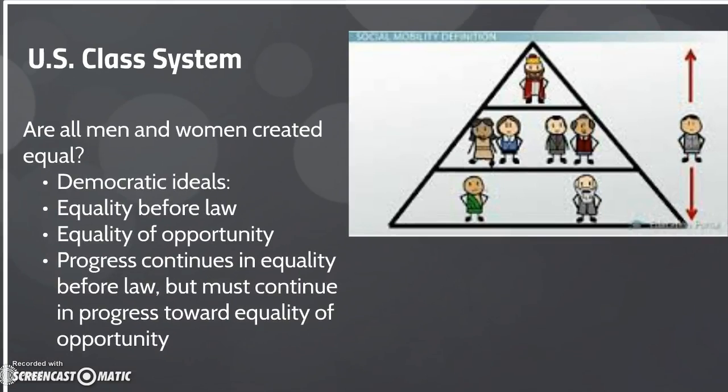Are all men and women created equal? That's part of our democratic ideal, that we should have equality before the law, equality of opportunity. Progress continues in equality before the law, but must continue toward equality of opportunity as well.